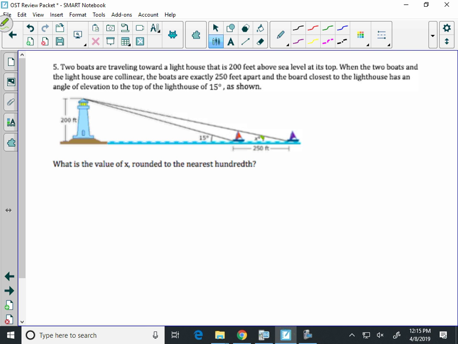So x is an angle inside a right triangle, because if we look at this here, this makes a right triangle. What do we use to find the missing angle of a right triangle? Trig. We have to use trig. We have to use SOHCAHTOA.